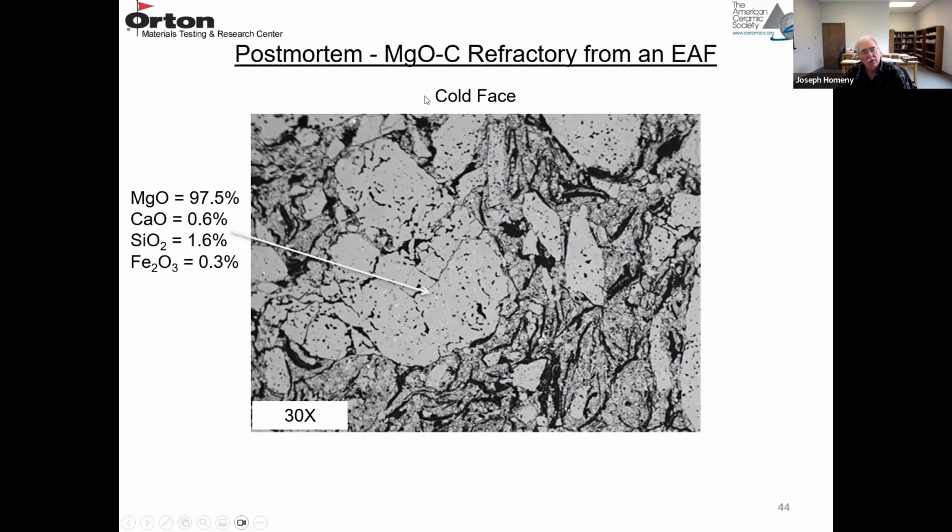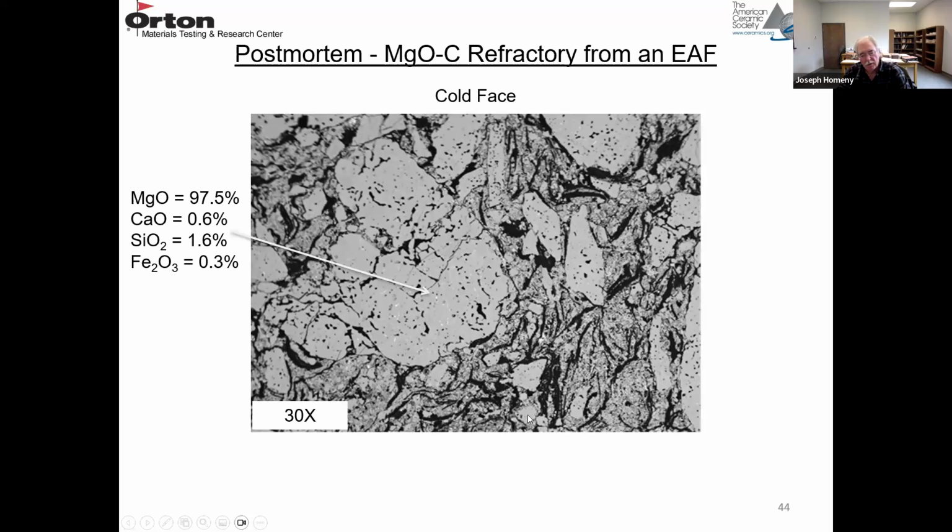This is a MgO carbon composite. So these large aggregates, there's quite a few of them, medium size and even smaller. They're the MgO aggregates. So you can barely make out at this magnification and the way this was polished, the individual crystals. So this is a polycrystalline material. It's about almost 98% MgO. There's some lime and silica and iron oxide also.